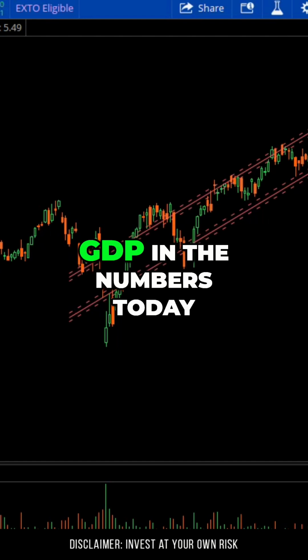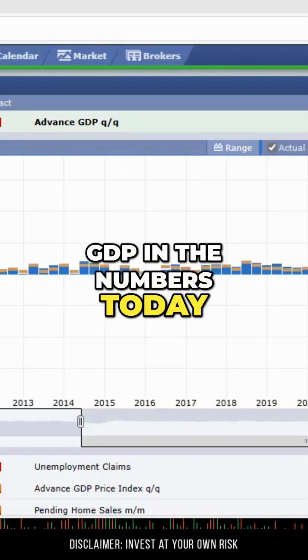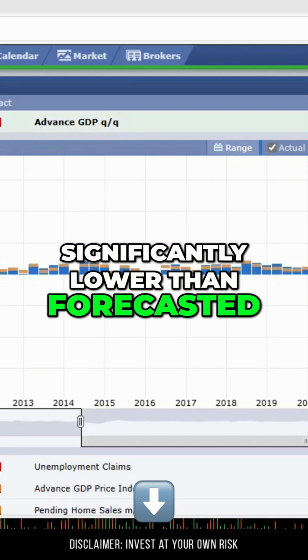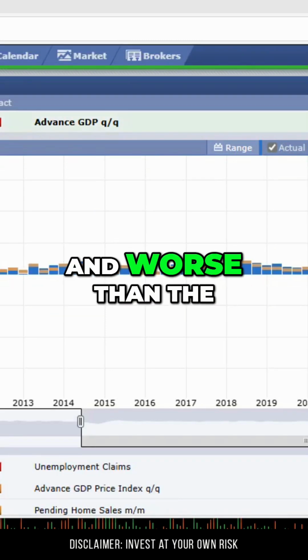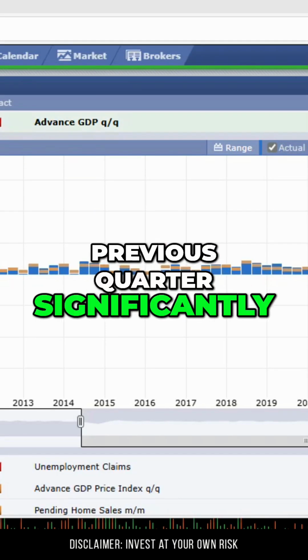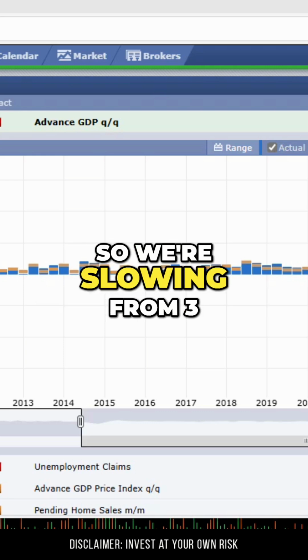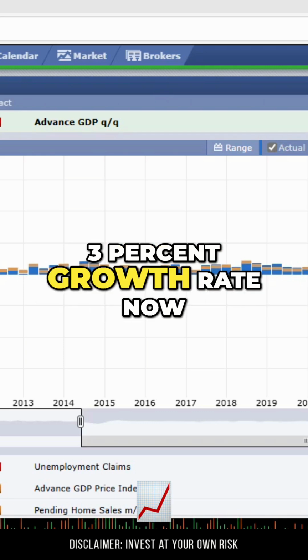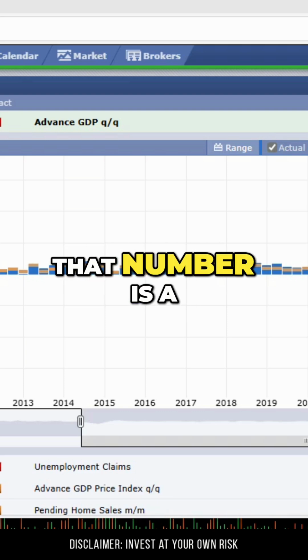If we look at GDP in the numbers today, we'll see that the actual number came in significantly lower than forecasted and significantly worse than the previous quarter. So we're slowing from 3.1% in the previous quarter to a 2.3% growth rate now. That number is a major miss.